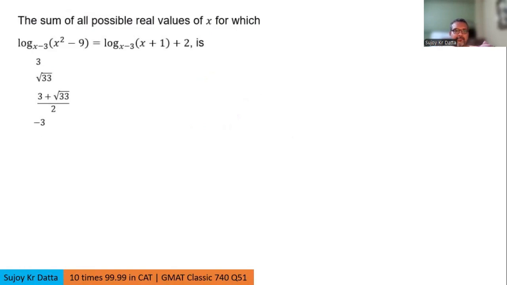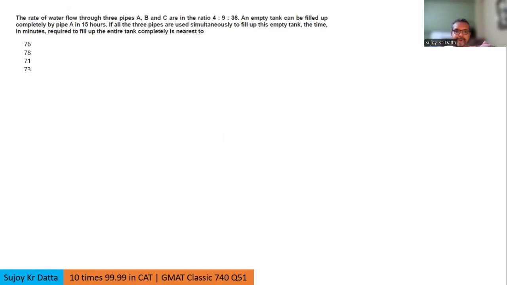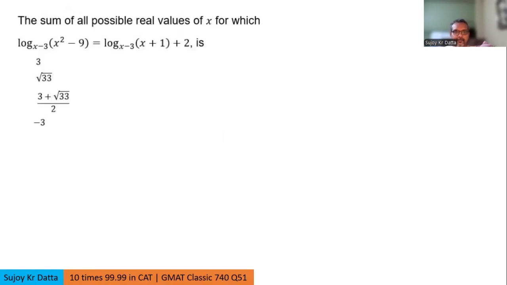So here they have asked the sum of all possible real values of x for which this equation holds true. So it's a logarithm based question. Logarithms are really very common on the test. So let us solve this.